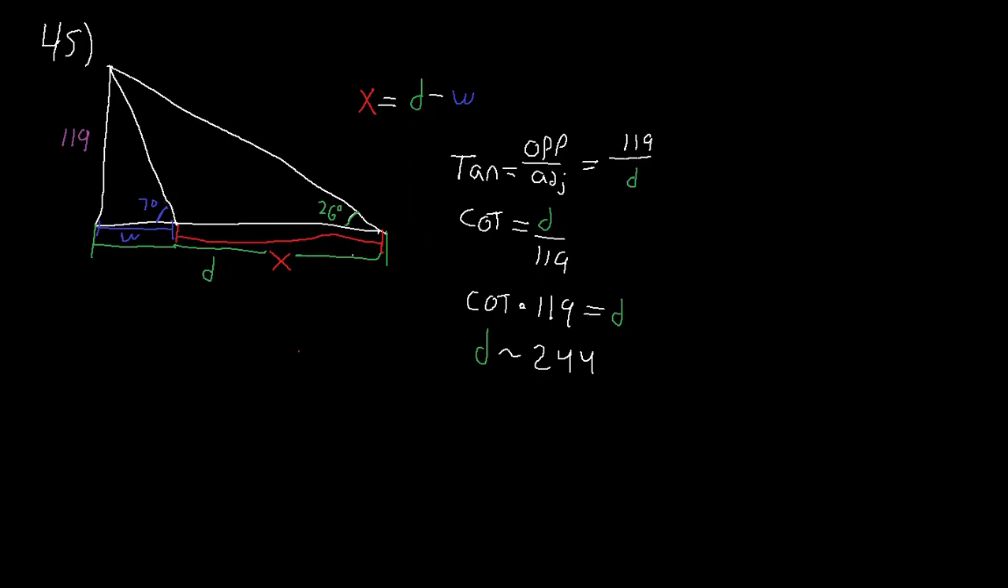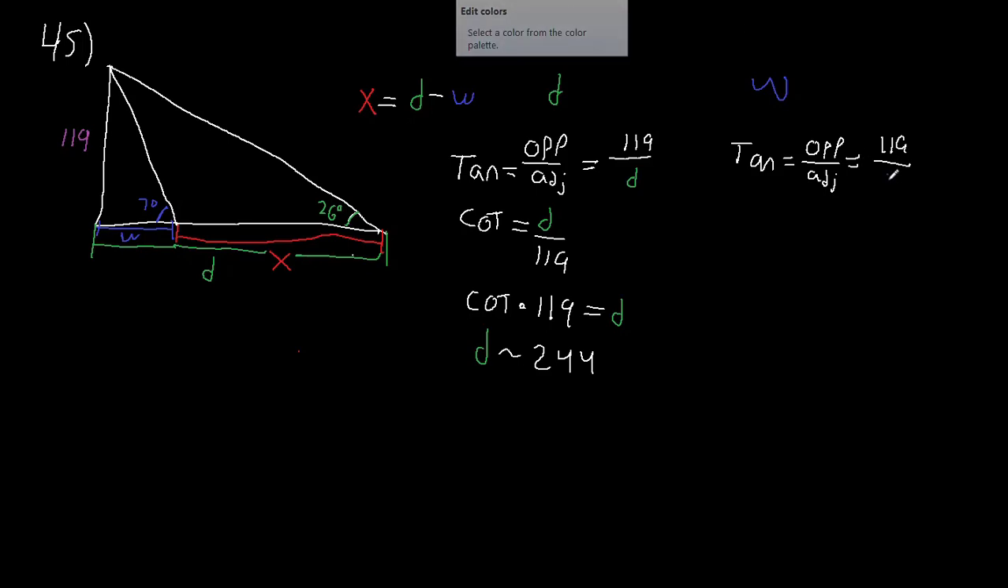So what about W? Well, we're going to apply the exact same formula. This was D, just to keep track of stuff. Let's do W. We're going to do the exact same thing. Tangent equals opposite over adjacent. This time we're talking with respect to this angle here. But our opposite doesn't change. We're still opposite the same angle, so this is still going to be 119. But now the adjacent is going to be our W.